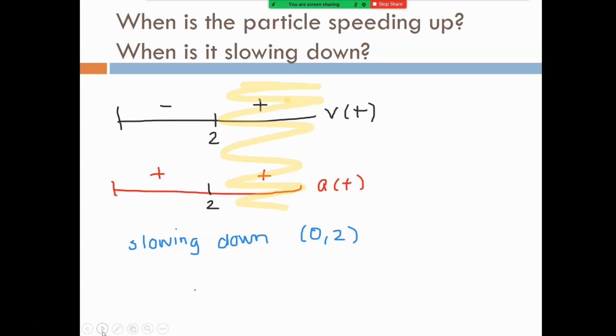From 2 to infinity, both velocity and acceleration are positive. So if velocity and acceleration are positive, then the function is speeding up. So it's going to continue to speed up. Correct.